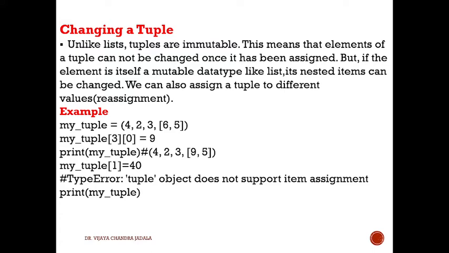We can also assign a tuple to different values, that is reassignment. So here with the tuple we are using a list, where the list values can be changed. In the first line, my_tuple = (4, 2, 3, [6, 5]). [6, 5] is the list. So this 6 can be changed to 9. A list is mutable, so the values in the list can be changed.